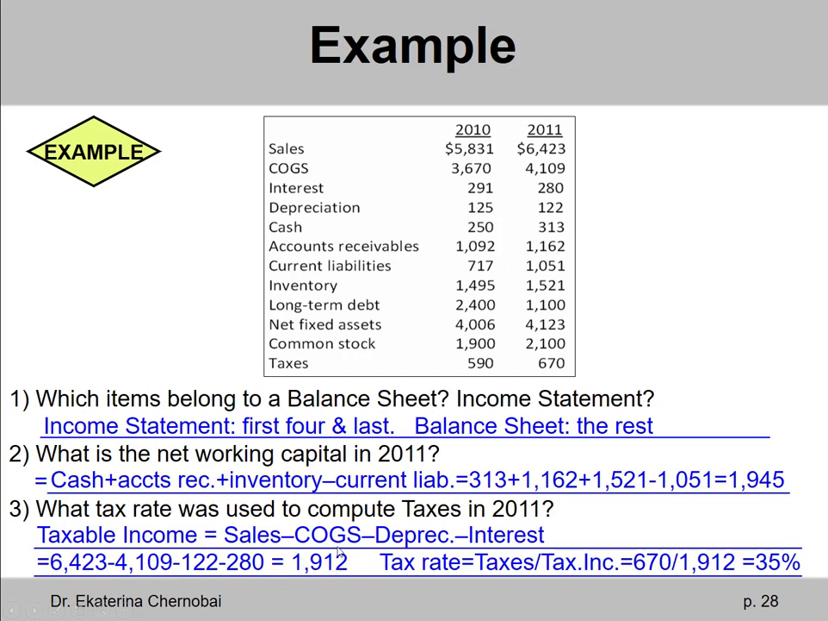So out of $1,912, $670 were paid in taxes. So what percentage of taxable income are taxes? To find the tax rate, we take the tax amount and divide it by the taxable income. 670 divided by 1,912 gives a 35% tax rate.